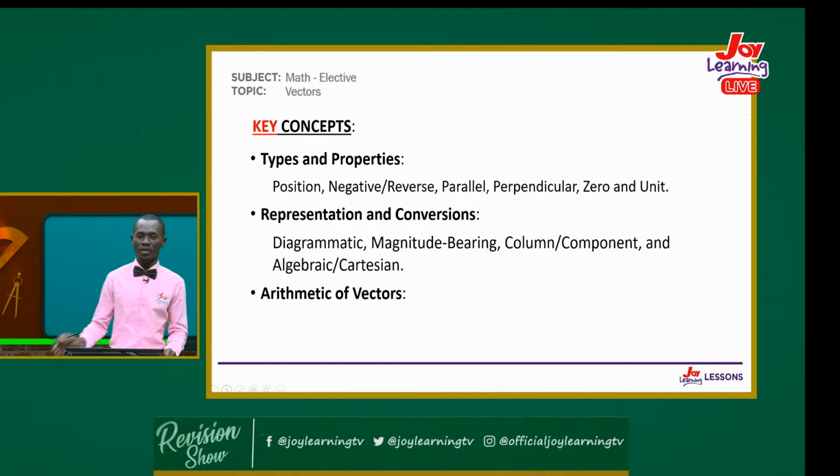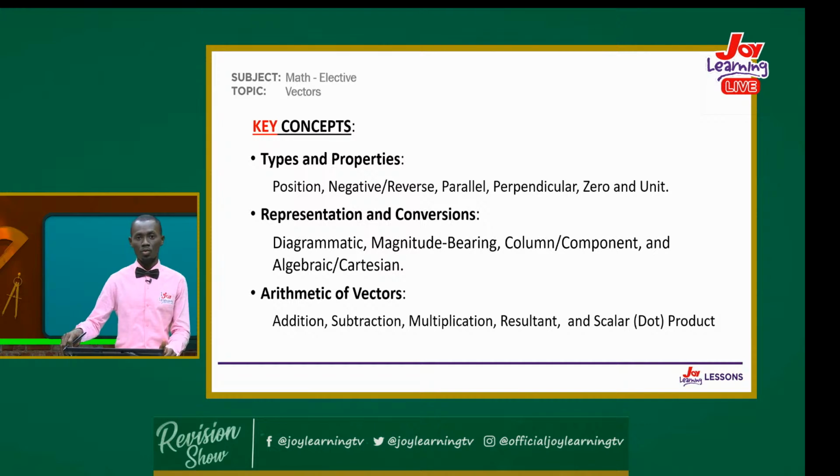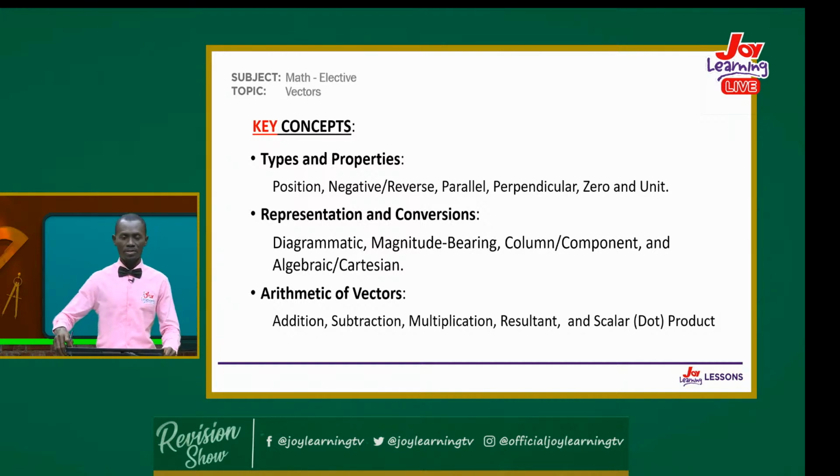Now, let's talk about representation of vectors. We can represent vectors in a number of ways, and we shall look at them. We can represent vectors diagrammatically. We can represent vectors in their magnitude-bearing forms, we can represent vectors as columns or components, and we can represent vectors in their algebraic or Cartesian forms. So these are representations of vectors. We shall look quite in detail at representation of vectors. It's critical. And then finally, we shall do some arithmetic of vectors. So we shall do the basic arithmetic of addition, subtraction, different kinds of multiplications of vectors. We shall deal with a unique addition we call the resultant of the vector. And we shall hopefully close up with the dot product or the scalar product.